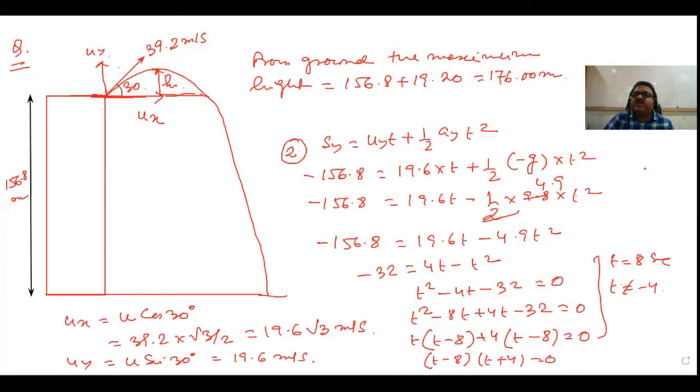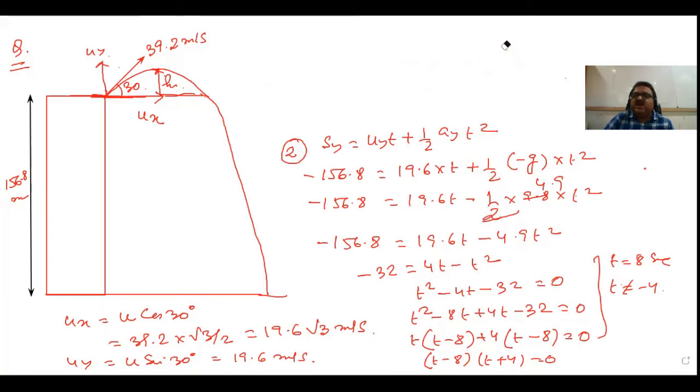Now at last we have to find out what is the range. Correct? For range, it is the motion on which axis? X-axis. Now I told you velocity along this axis always remains constant. So for number 3, range R is equal to Ux into time of flight. What is Ux? It is 19.6 root 3 multiplied by 8. So 19.6 into 8 is 156.8 root 3.